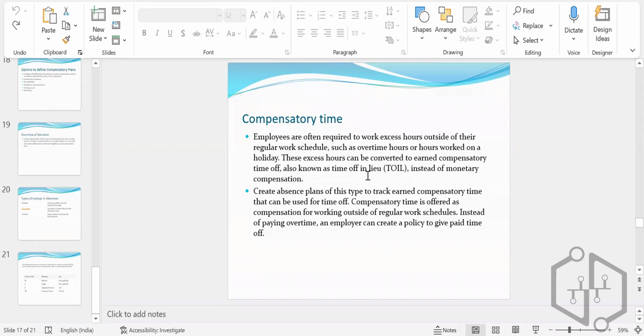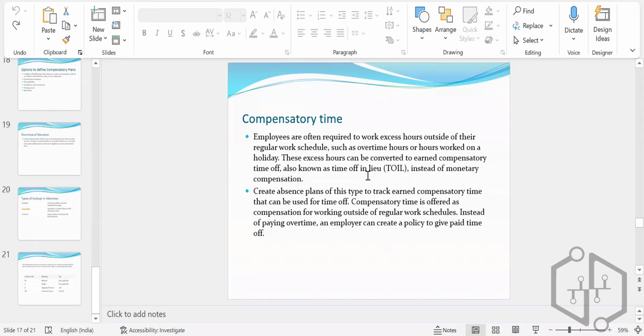So the work schedule is like 9:15 to 10:15, morning, Monday to Friday. This is the work shift, pattern and work schedule. When is the worker available? So instead of paying him overtime, the employer can create a policy to give him paid time off. That means create an absence plan of this time to track earned compensatory time that can be used for time off. Compensatory time is offered as compensation for working outside the regular work schedule.